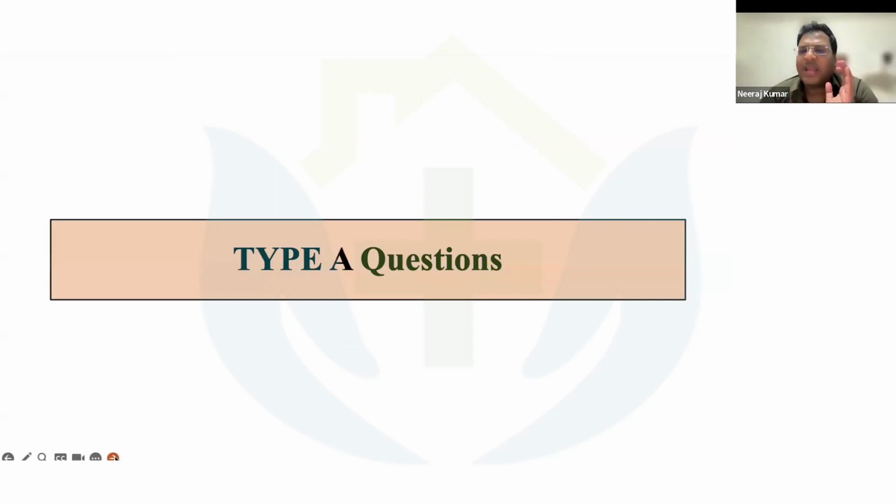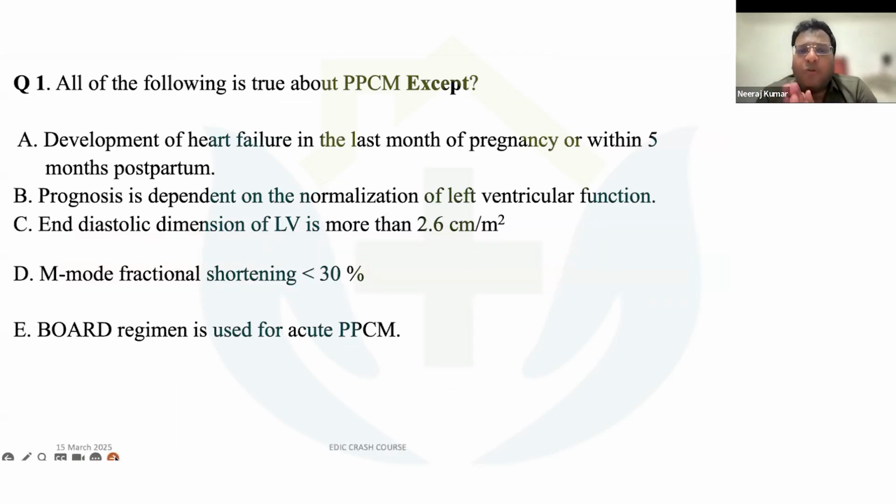Okay. Now coming to the type A questions. So one-liners, now again we'll discuss one-liners. The first question is about PPCM, peripartum cardiomyopathy. All of the following statements are true except: development of heart failure in the last month of pregnancy or within 5 months postpartum; prognosis dependent on the normalization of the left ventricular function; in diastolic dimension of left ventricle is more than 2.6 and M mode fractional shortening is seen in less than 30%; and BOARD regimen is used for acute PPCM. Okay. So only one answer.